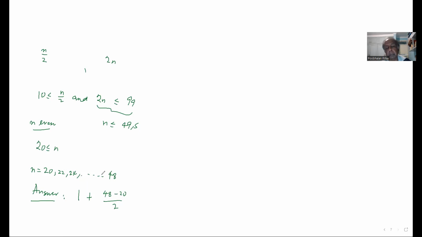And you've got an arithmetic sequence. If you know the first and the last term and the common difference, you can work out the number of terms. Now, this is easy to work out because this is 15. So the answer to this problem is that there are 15 such n's.